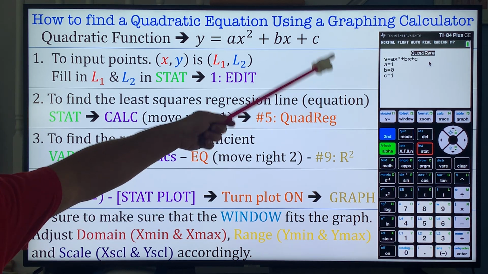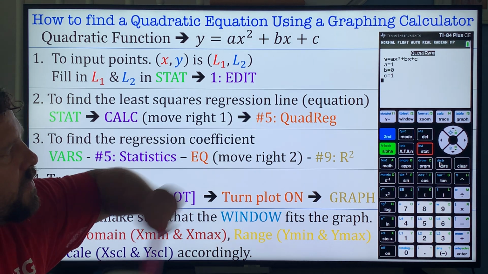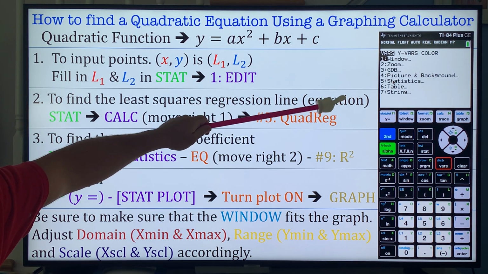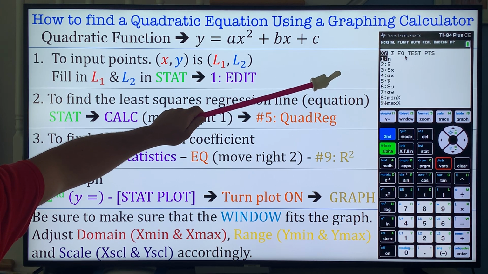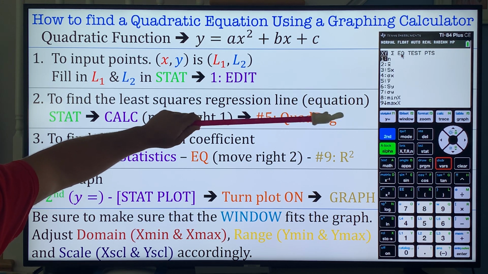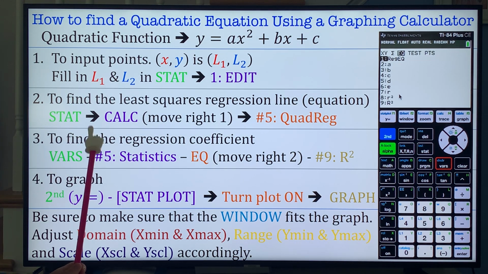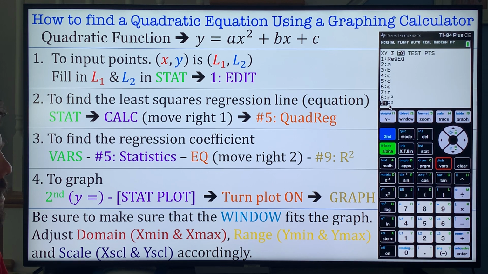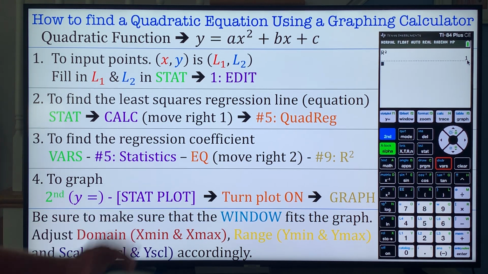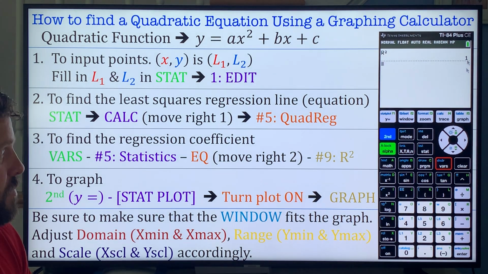In this case, there's your equation. Your a is whatever coefficient goes next to x squared. Your b is the coefficient that goes next to x, and then your c is just whatever your constant is. VARS 5, EQ, big R squared, which is number 9. That's how you find your coefficient of determination. Graphing is the same way, and so on. Got it?